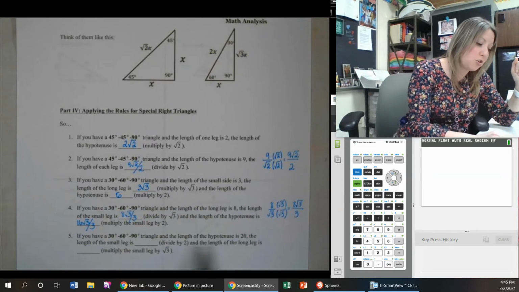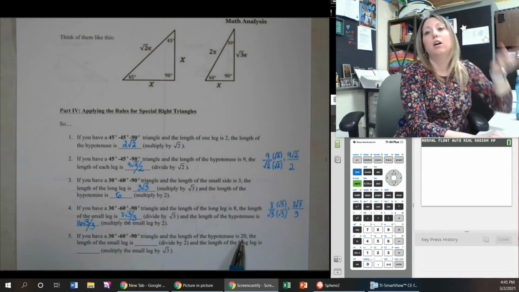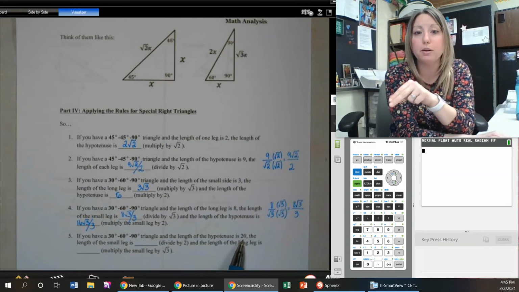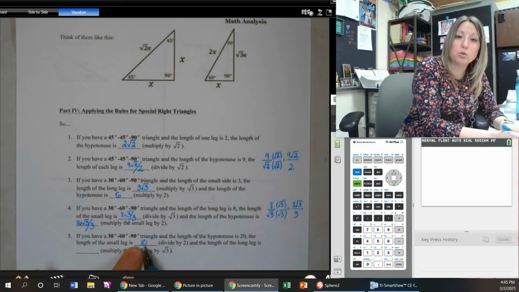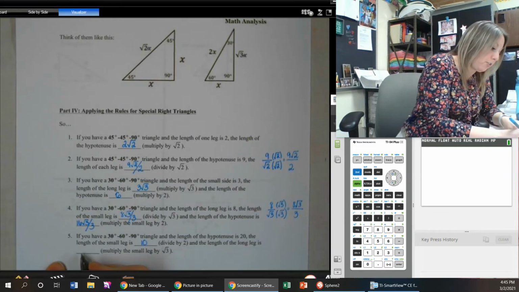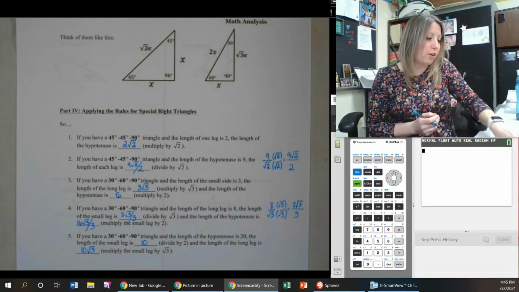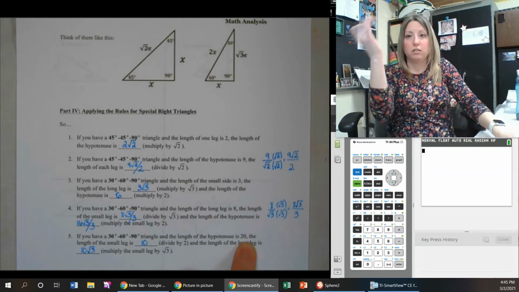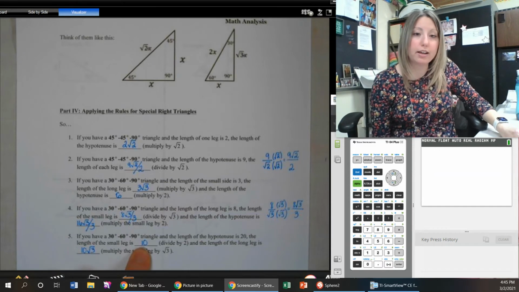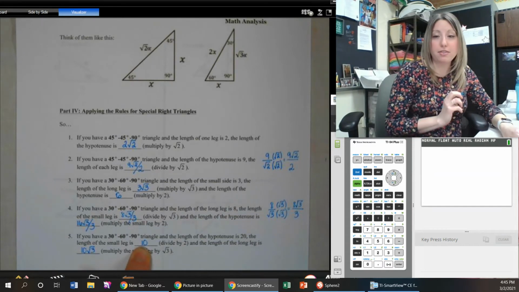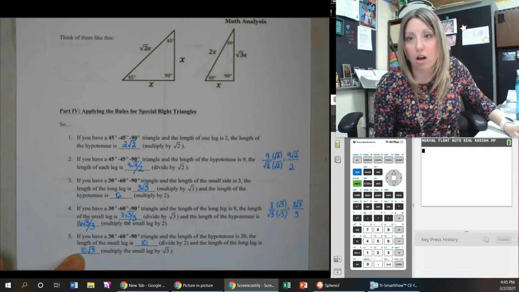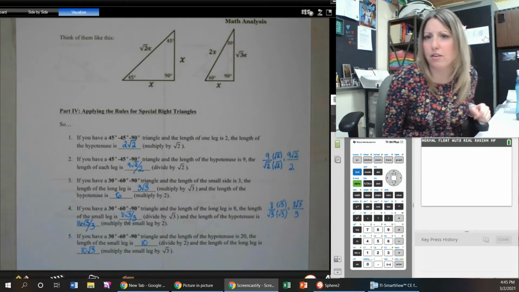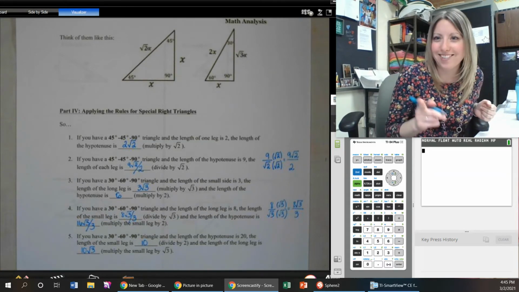And lastly, if you know the length of the hypotenuse, divide it by 2 for the small leg. Now take the value of the small leg and multiply it by radical 3, 10 radical 3. Okay, so I knew the hypotenuse was 20. Divide that by 2 to get the small leg is 10. Multiply that small leg by radical 3 to get the long leg. I like to call that one the long leg because I love alliteration.